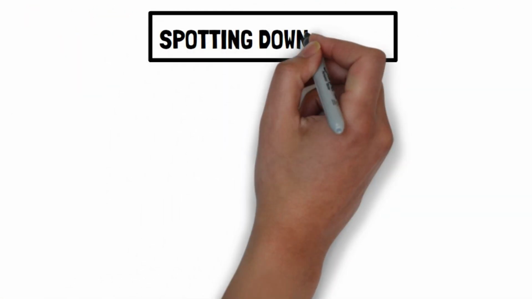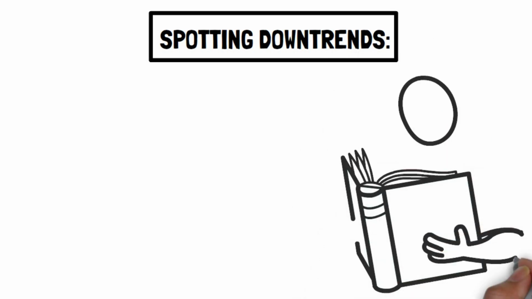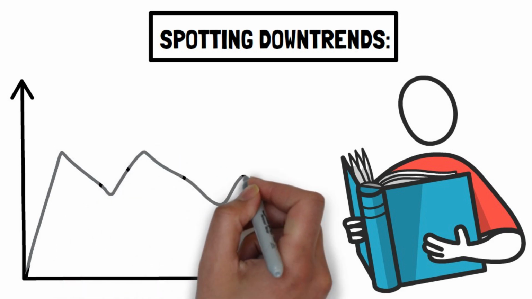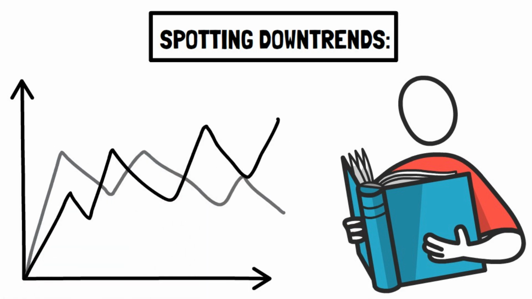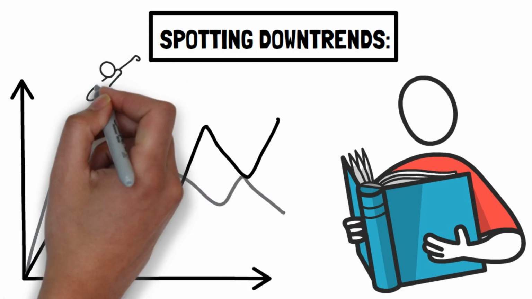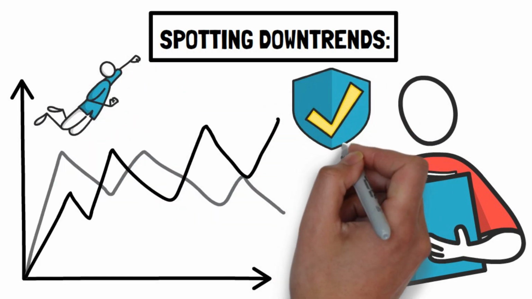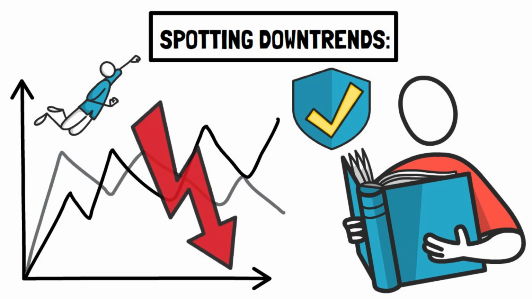2. Spotting downtrends. Examination of historical price data unveils a pattern of lower highs and lower lows, indicating a clear downtrend. Expecting this trend to persist, the strategy involves actively seeking short trades to align with the downward trajectory.